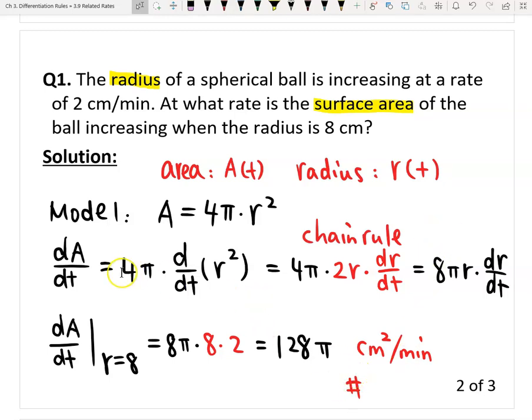Let's go over a little. So 3 steps always, okay? Build a model to link the variables. And then the second step, take the derivative. And so we have an equation of all the related rates. The last step is solve the equation to find the rates.